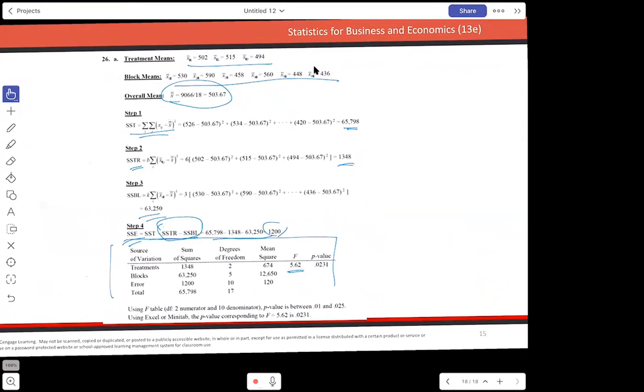So if we're doing the p-value approach, you could use Excel and you get 0.0231, or if you use the table, you will get between 0.01 and 0.025. If we are testing at alpha equal to 0.05, then we will reject the null hypothesis and conclude that the average test scores for reading, writing, and mathematics are not the same.